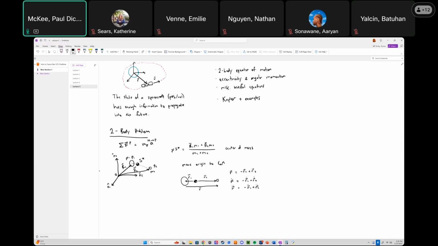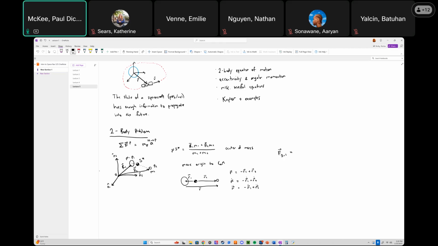Okay, but now we can say, okay, what is the relationship? What are the forces acting on each of these points? So the force of gravity, using Newton's law, acting on point 1, this is a vector, is what? Okay.